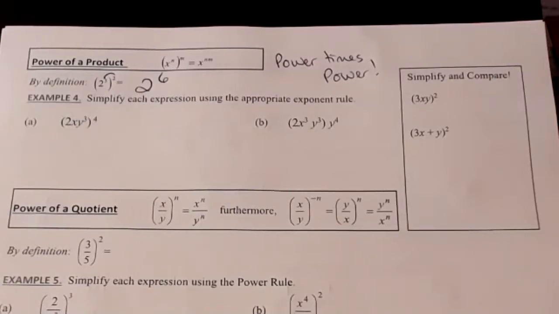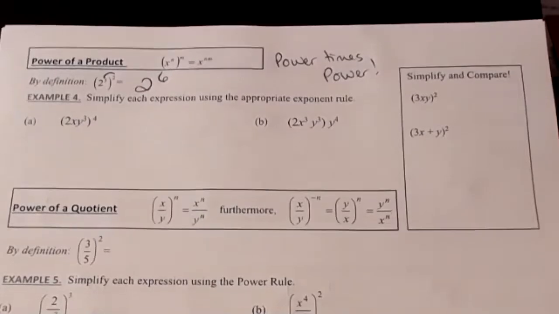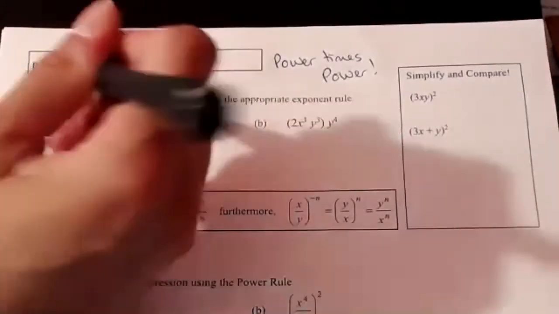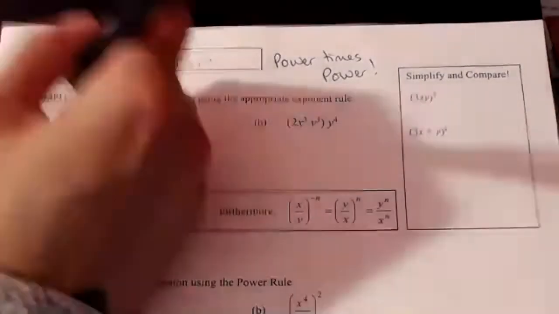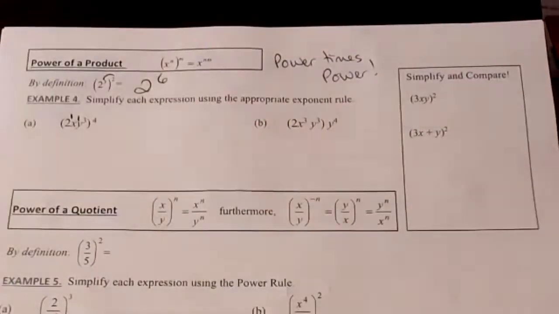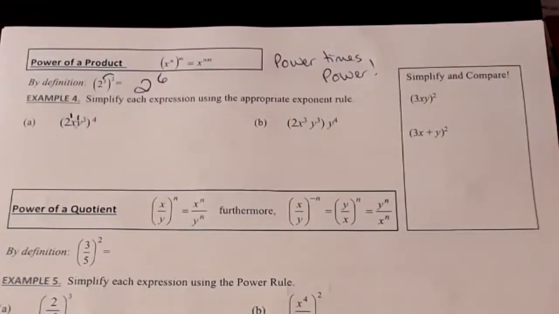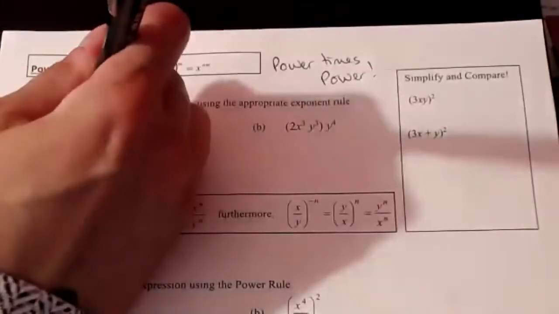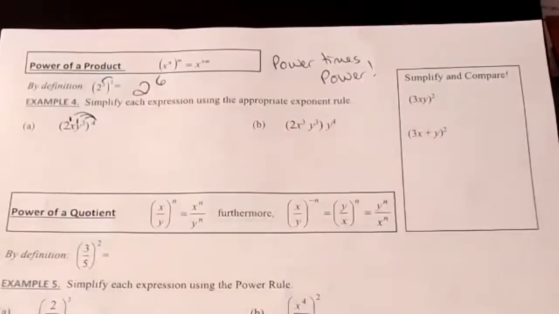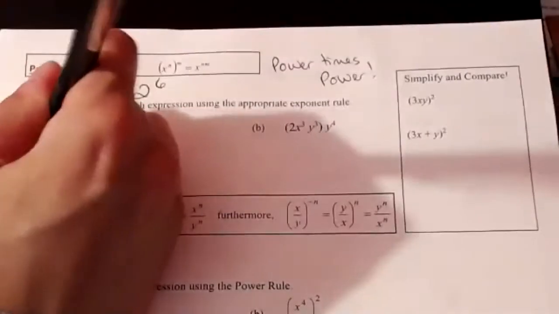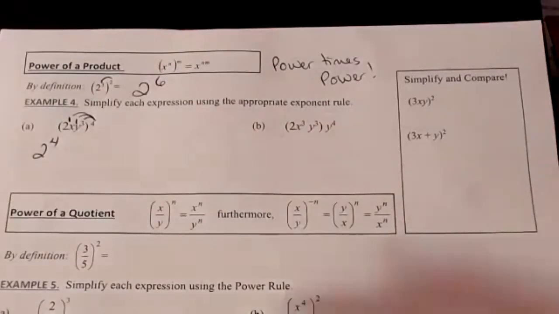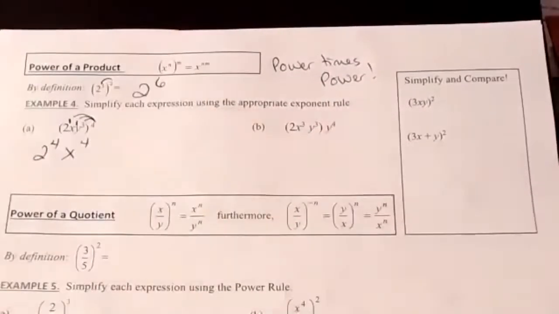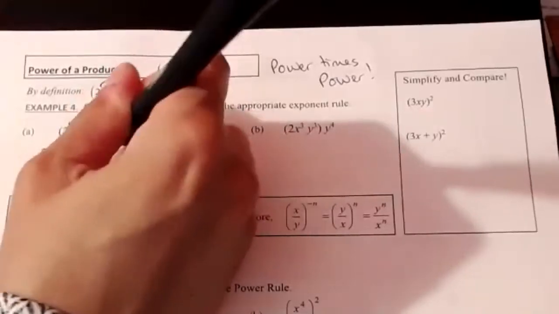Now, if we take a look at part A, we have 2 to the 1st. Every base has a power. X to the 1st, y to the 3rd, and the entire expression raised to the 4th power. Power times power. I want you to hear that in your mind. Power times power. All we have to do is distribute the power throughout. So this becomes 2 to the 4th power, x to the 4th power, and y to the 12th power.